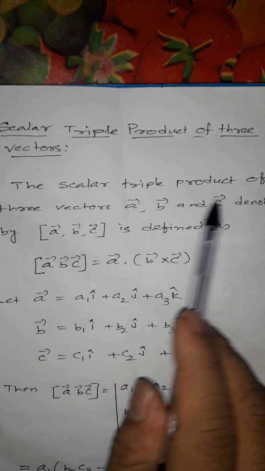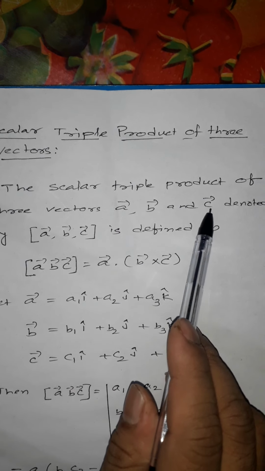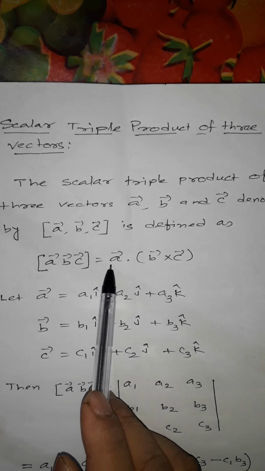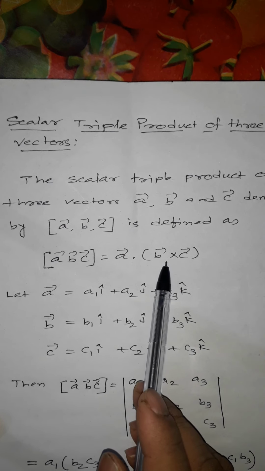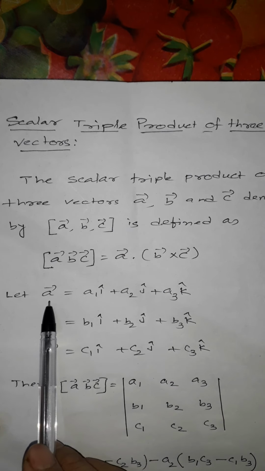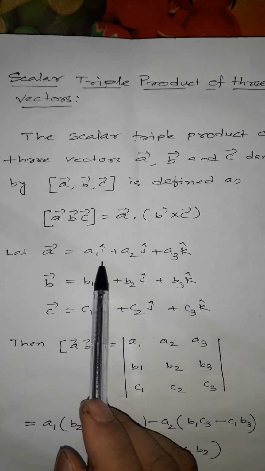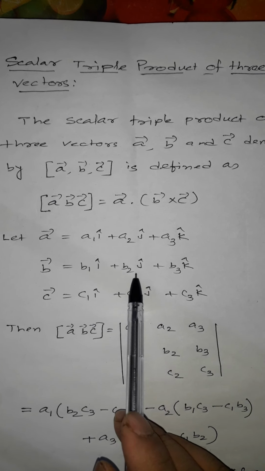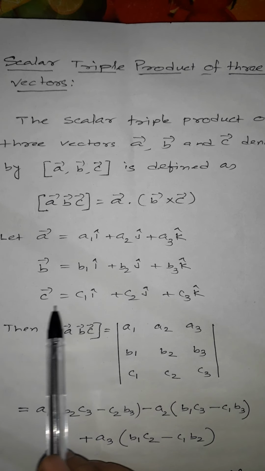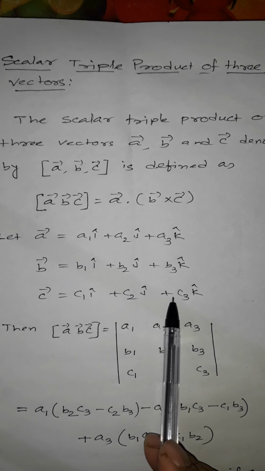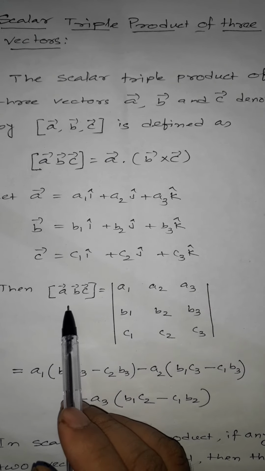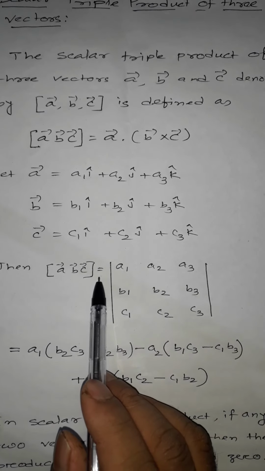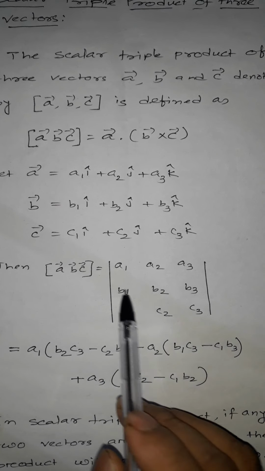The scalar triple product of three vectors a, b, and c, denoted by this symbol, is defined as a dot b cross c. Let a be vector a1i plus a2j plus a3k, and vector b be b1i plus b2j plus b3k, and vector c be c1i plus c2j plus c3k. Then the scalar triple product of the three vectors a, b, and c is given by the value of this determinant.